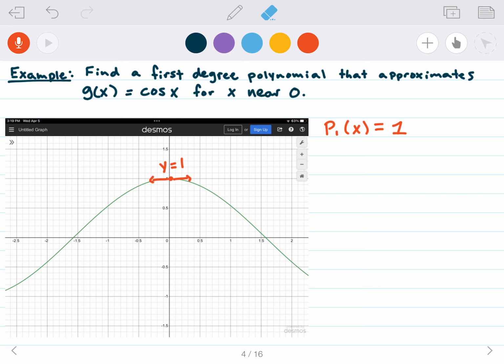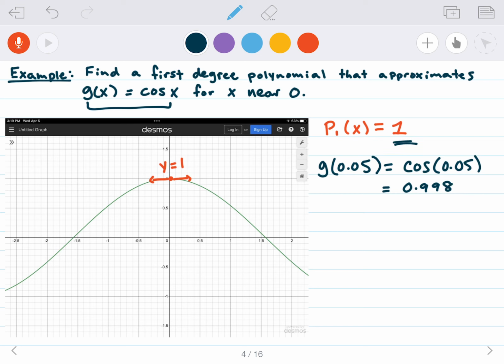And so let's consider different values of x around 0. Well, we know that our output is always going to be 1 here. So let's compare that to what we get when we plug in different values of x into g of x. So g of x is the function we're trying to approximate here with 1. And if I plug in something close to 0, how about 0.05? I just get the cosine of 0.05, and that's going to give me 0.998, which is pretty close to 1, right? That's fairly close. So this is our approximate value here.